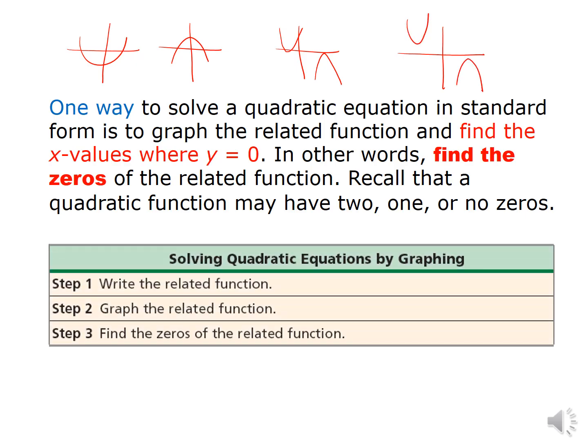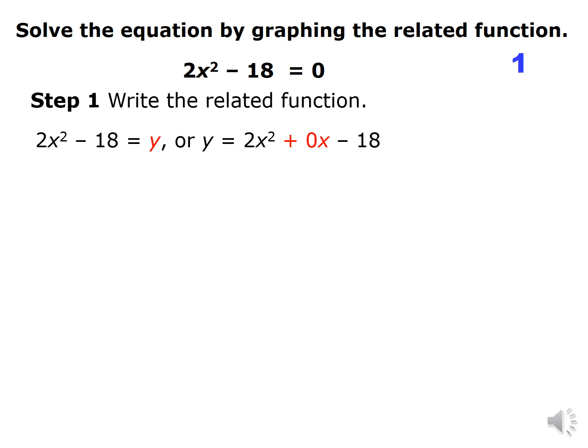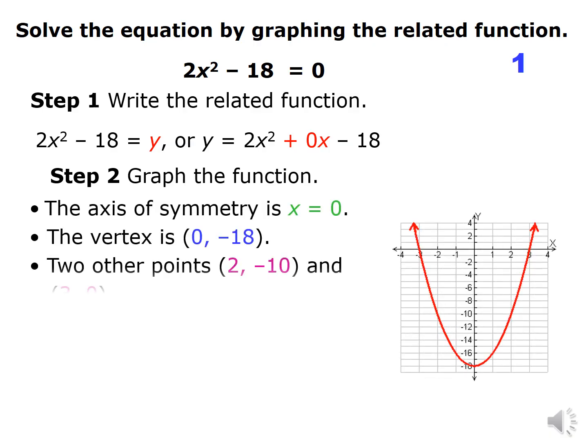So solving a quadratic equation, first you write the related function, make sure that it's in standard form, and you write 0. Okay, then you graph the related function. You're going to use your axis of symmetry, your y-intercept, your vertex, and then you find the zeros. So if we were going to graph this one, step 1 would be to write the related function. So they put a 0x there. That's not necessary in my mind, but they did that.